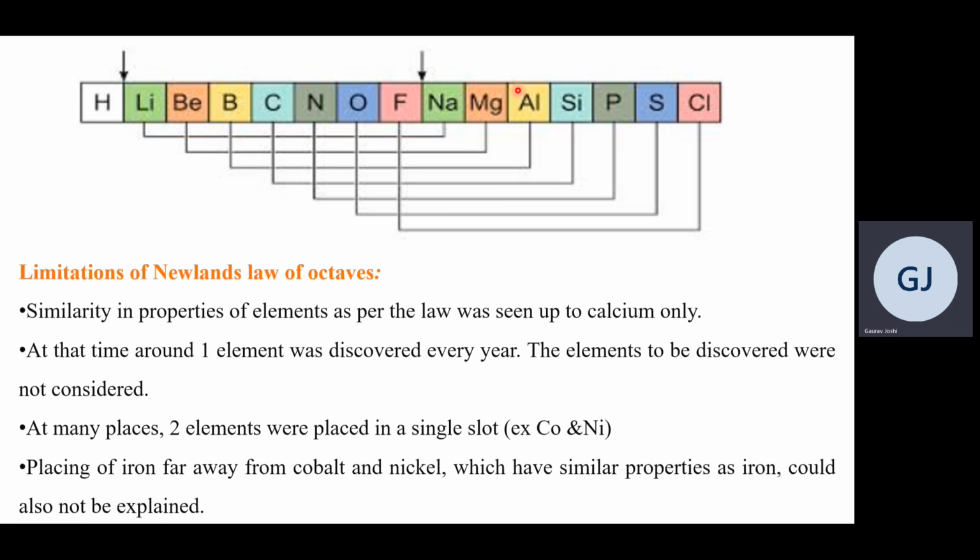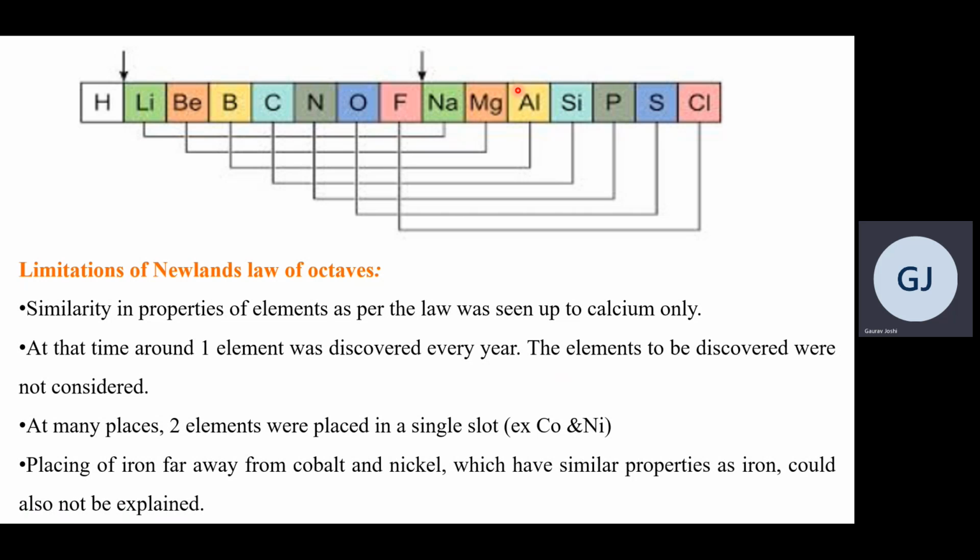But this also failed. Why did this fail, right? It had many limitations. The similarity in the properties of elements as per the law was seen up to calcium only. Although Newlands actually grouped the elements up to thorium, the similarity in this trend was seen till calcium only. So this was one of the major failures, right?